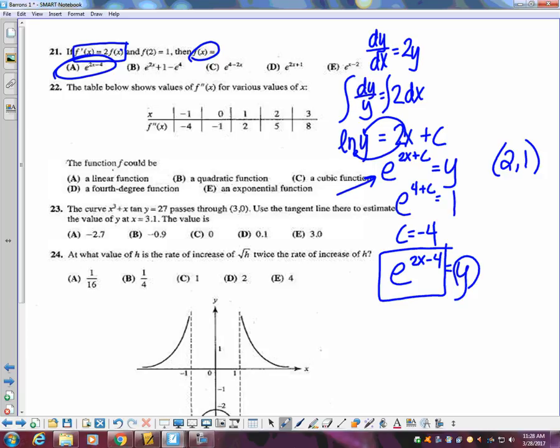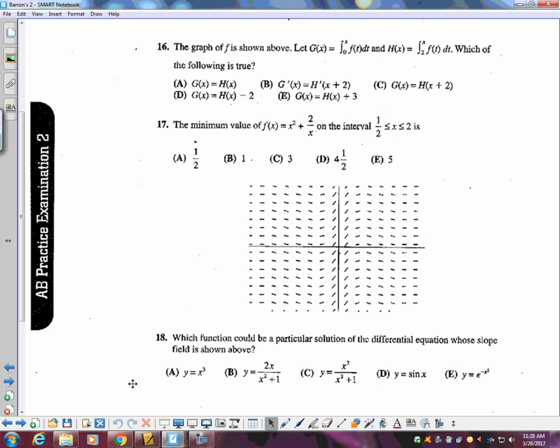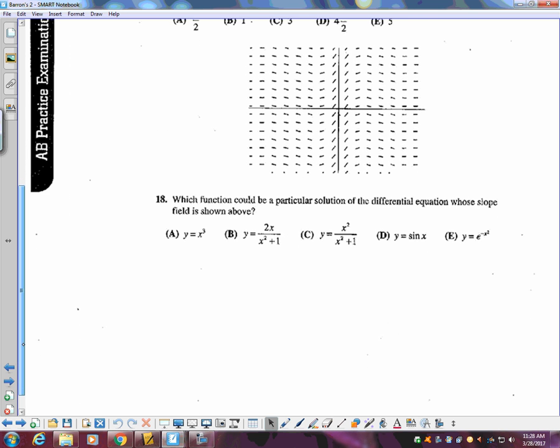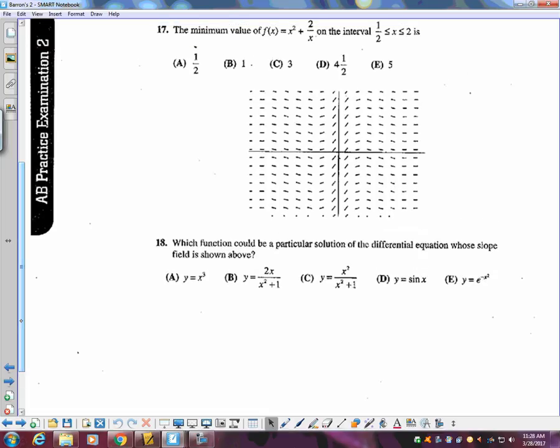Okay, now we're going to Barron's 2, number 18. Okay, it has to do with this slope field. This is which function could be a particular solution of the differential equation whose slope field is shown.